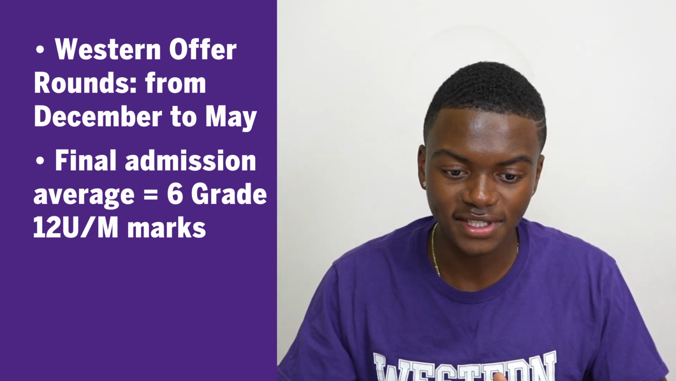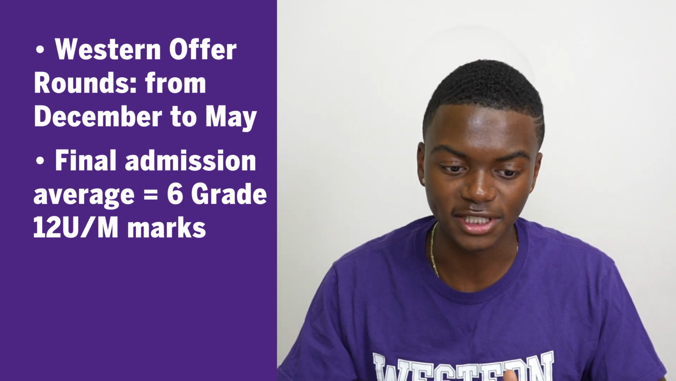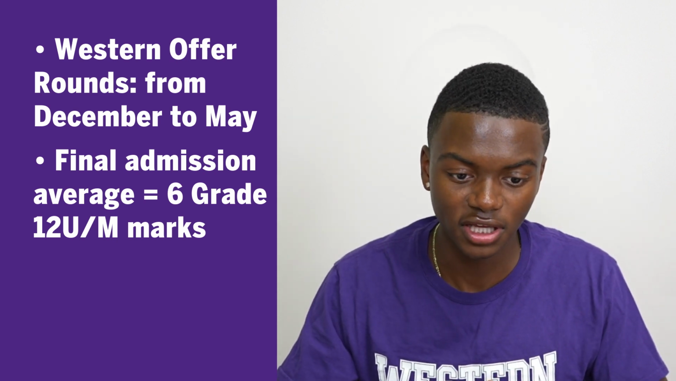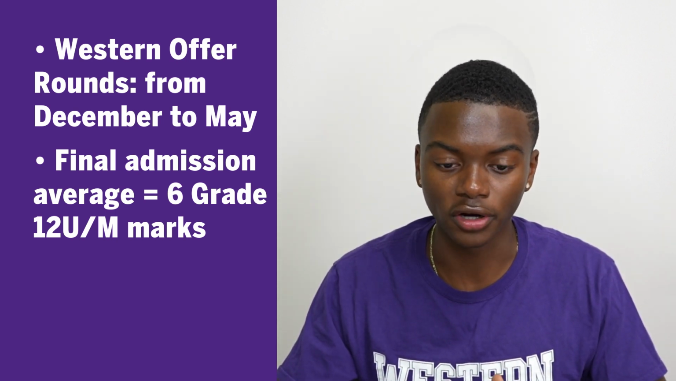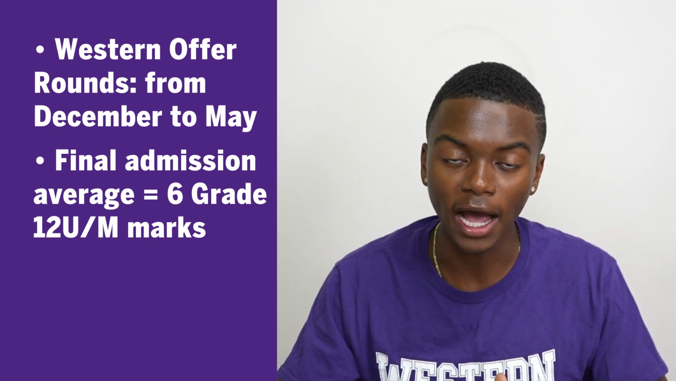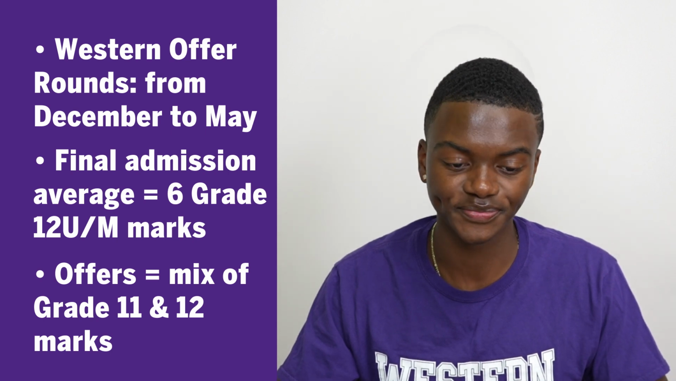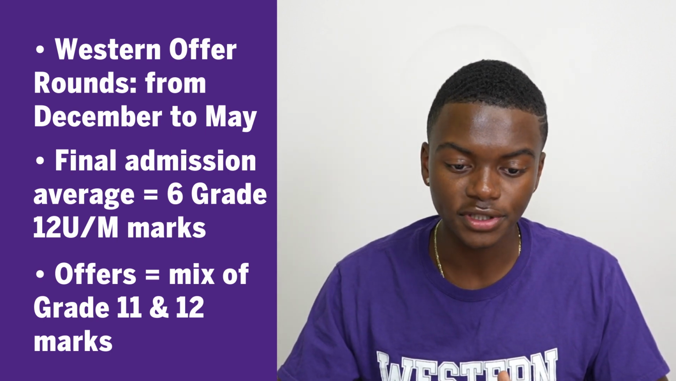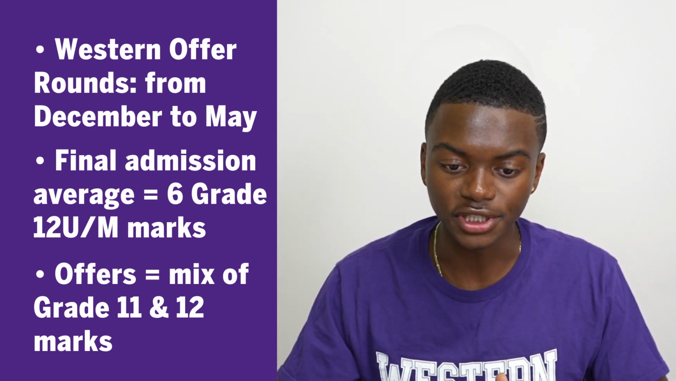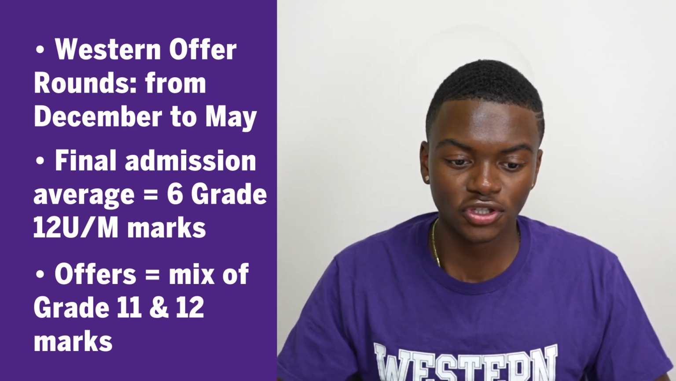So most of you won't have 6, 12U or M classes when you start to make your offers in December, and that's okay. If you don't have all your grade 12 courses in progress or you haven't completed many, Western can make offers based on very high grade 11 marks or a combination of grade 11 and 12 marks. Every time there is an offer round, they will take into consideration whatever grades are available from grade 12 and grade 11. So there are 2 important things to remember.